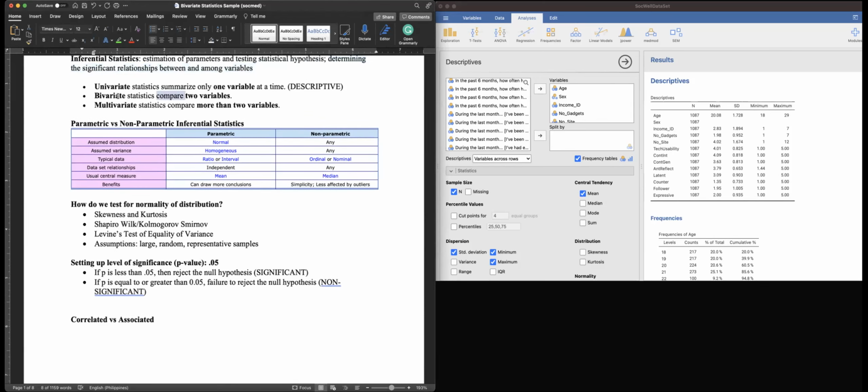Now, another typology of statistics is whether it's univariate or bivariate or multivariable statistics. So for univariate statistics, these are the tests that we use to summarize only one variable at a time. So usually this is the descriptive statistics, right? Our goal here is to be able to describe the level, the magnitude, the central tendency, and the dispersion of a particular variable in a given sample.